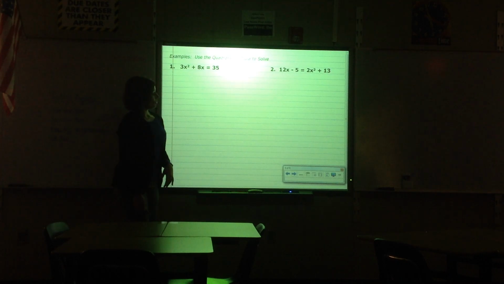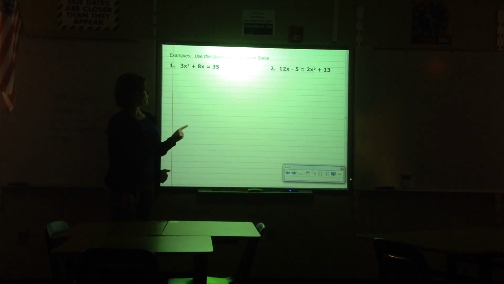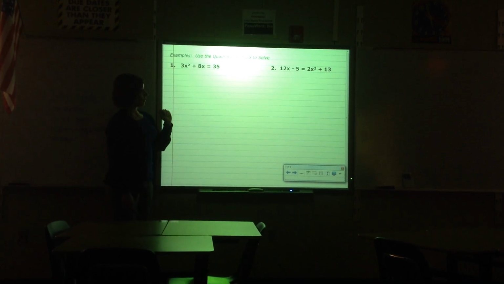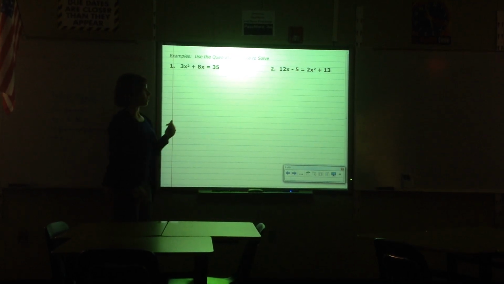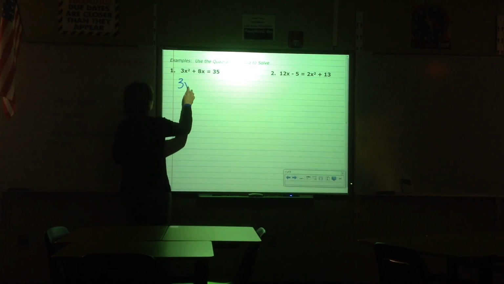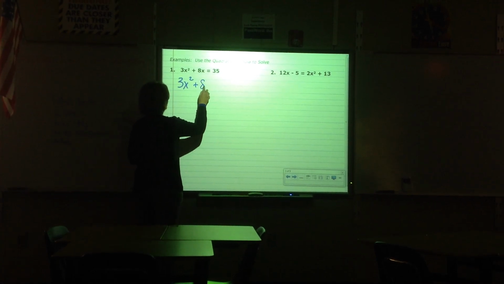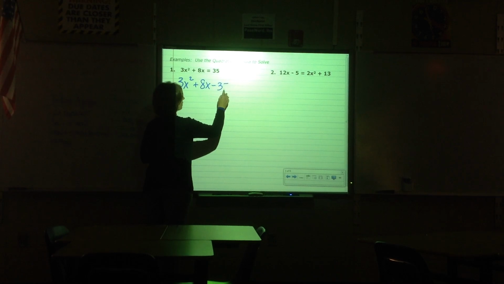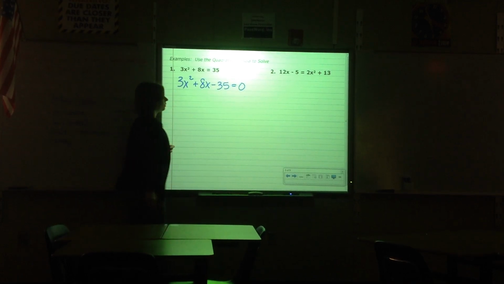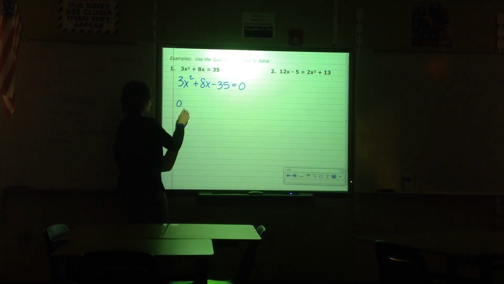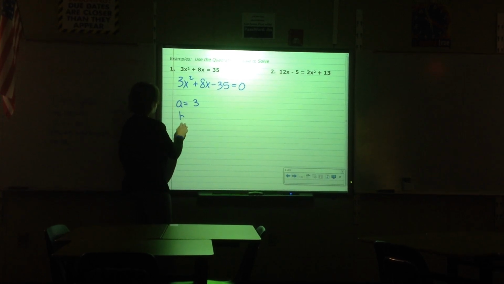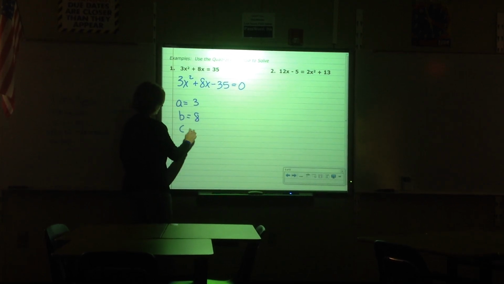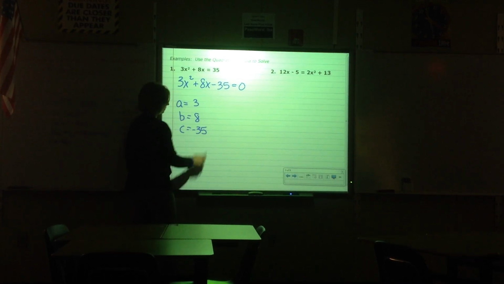All right, so I'm going to do 3 examples with you here. The first one, and yes, I want these in your notes. The first one, we need to get this in standard form, so I'm going to subtract 35. So we have 3x squared plus 8x minus 35 equals 0. So I have a is 3, b is 8, c is negative 35.